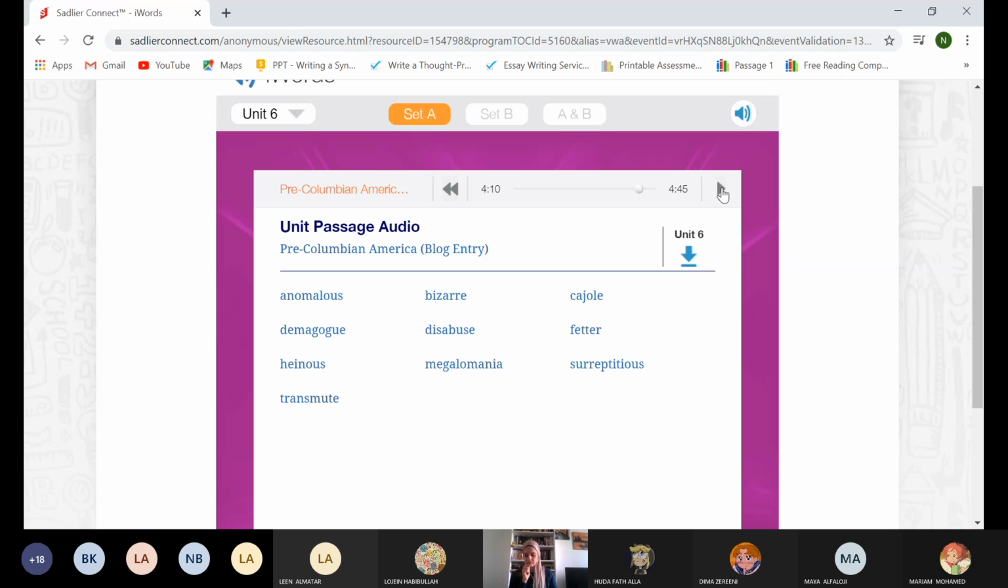Immutable proof. Let's divide the word: im, prefix, mute, and able is ability to. So the part of speech is what? Adjective. It can also be pronounced in two ways. It's an adjective modifying proof.